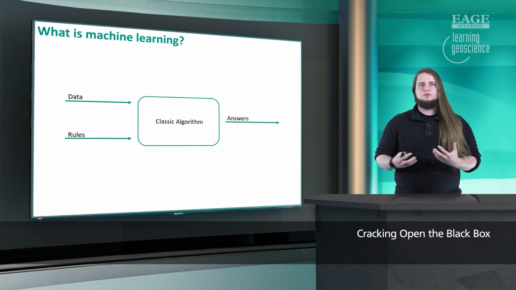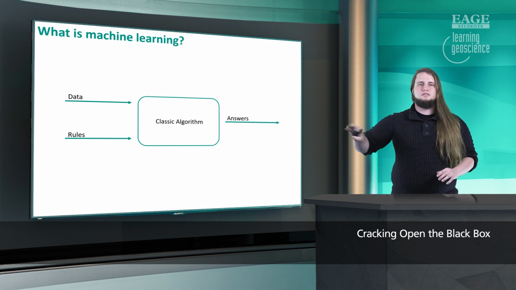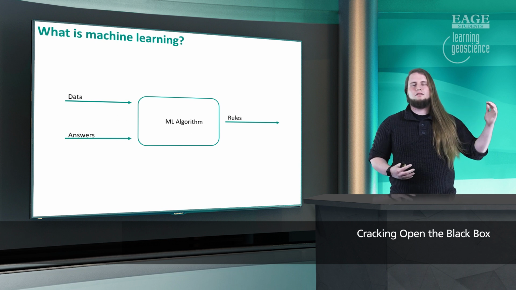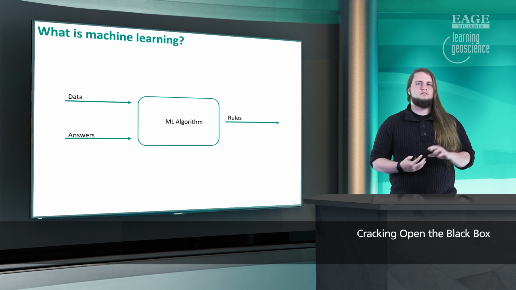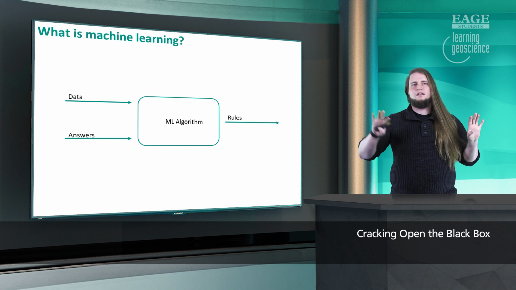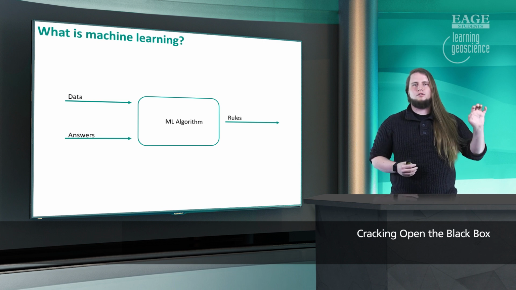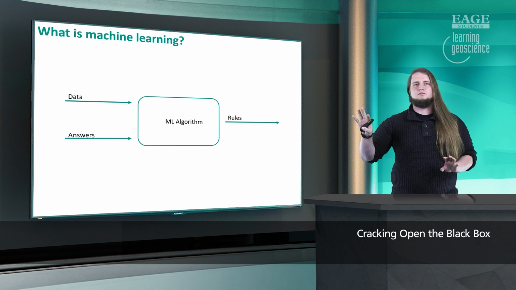Classical algorithms work in a way that you have your data and your rules, and then you get out your answers. Now, machine learning algorithms turn the entire thing around. You have your data and you know your answers, and you get out rules. You can think of this, for example, in well logs and net to gross. Usually you have your well logs and you have your log interpretation, so you know the rules that you want, and you get out your net to gross.